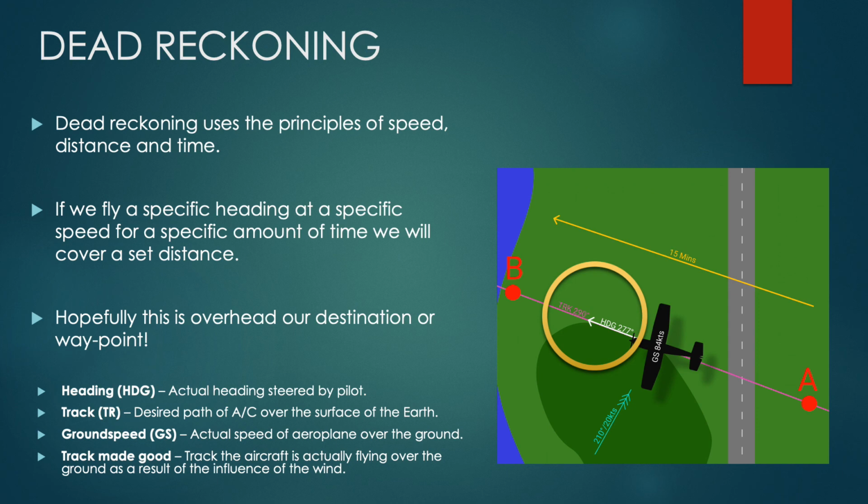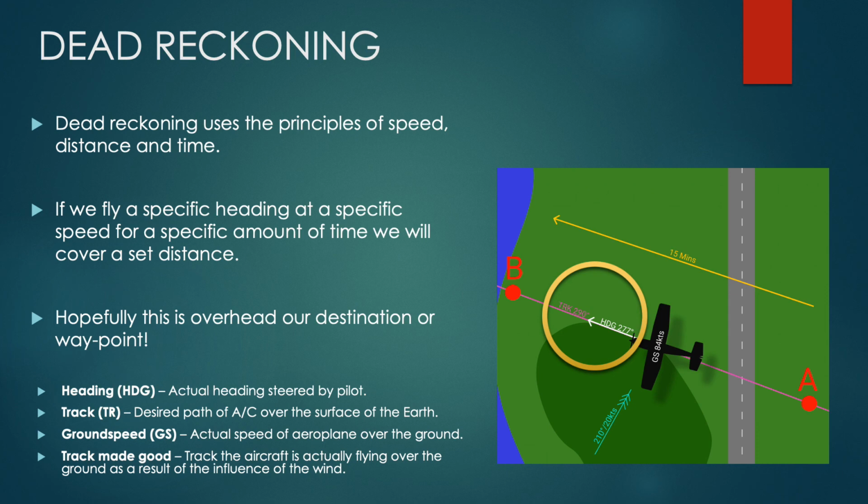Track is a desired path of an aircraft over the surface of the Earth. If we look at the small picture on the right, we can see there's a pink line between A and B that is also known as a track. So it's a line on the ground, an imaginary line. Ground speed is the actual speed of the airplane over the ground, so it takes into account the wind and how that will affect the speed of the aircraft.